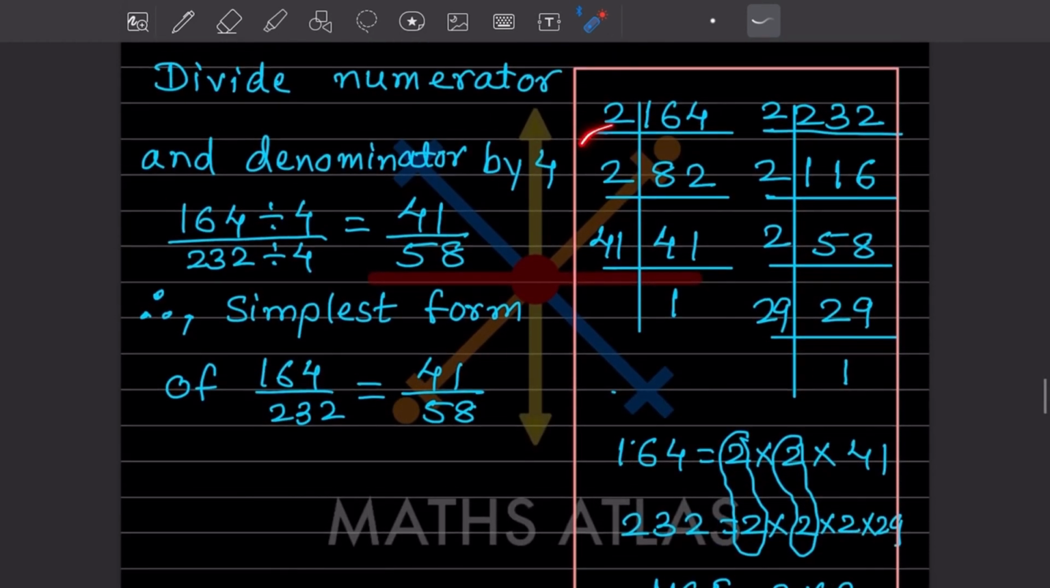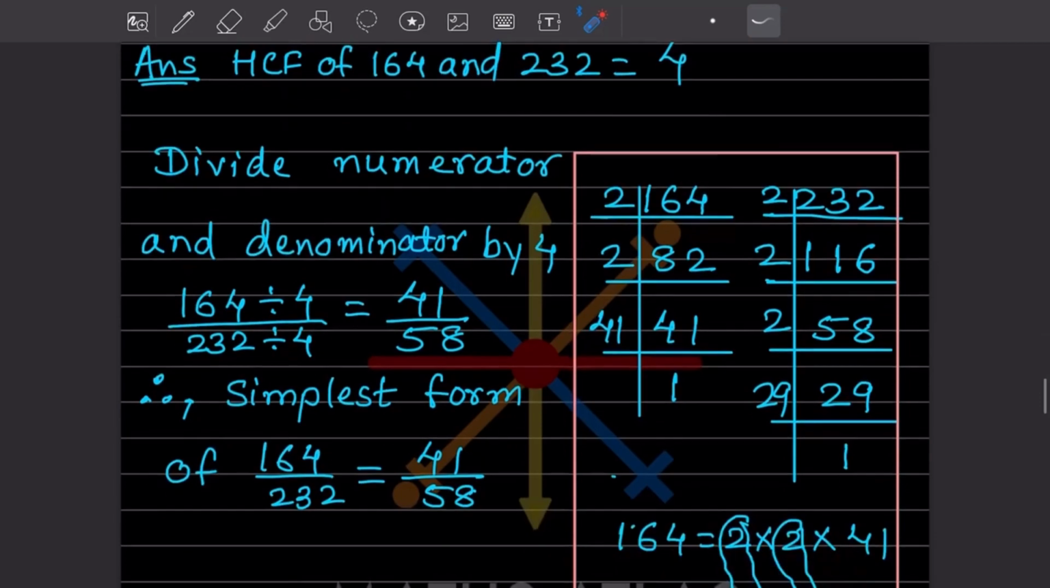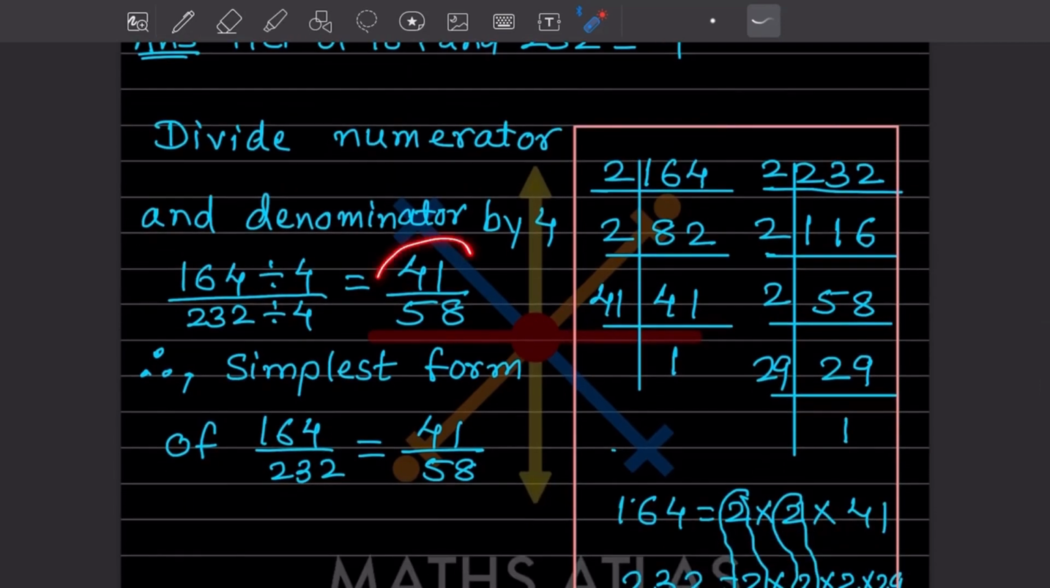So now same thing, here are the factors. Then take the common ones. What is common? 2, 2. So 2 into 2, that is going to be 4. Again, you divide the numerator and denominator by 4. You get 41 by 58.